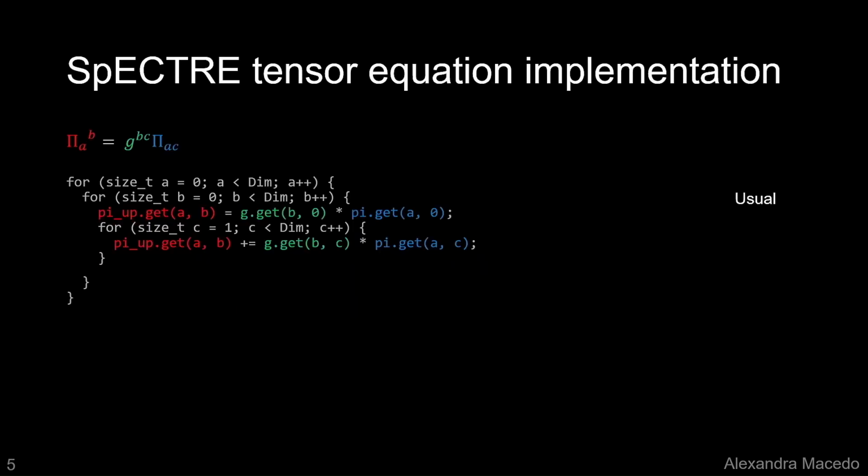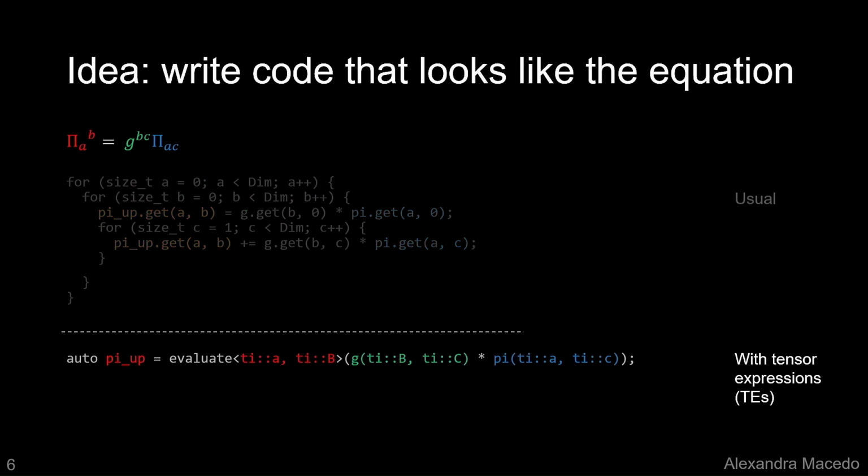The usual way of implementing a tensor equation in code is with a set of for loops like you see here. This is an example straight from SpECTRE. And this isn't too bad to write, but it does take some care and it's easy to make a mistake. It would be nice if instead we could just write something that's familiar to us, that looks like the notation that we're used to, that looks like the equation. And that's exactly what SpECTRE's tensor expressions already allow you to do.